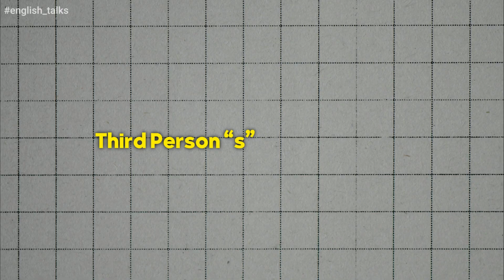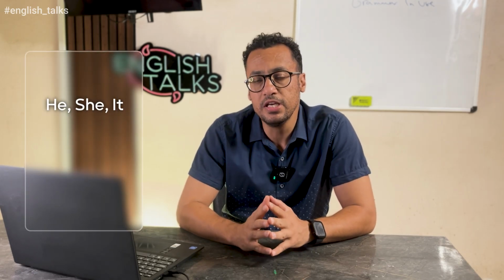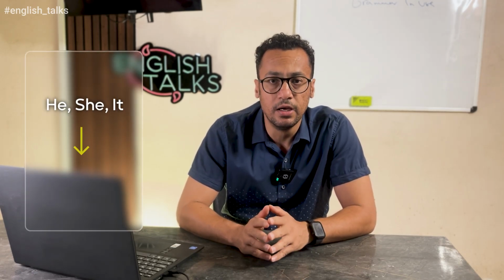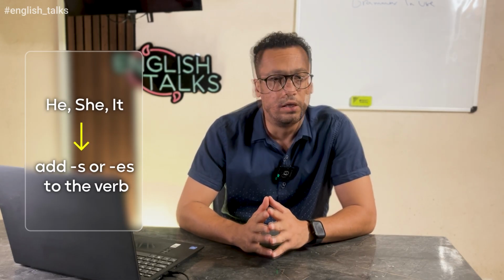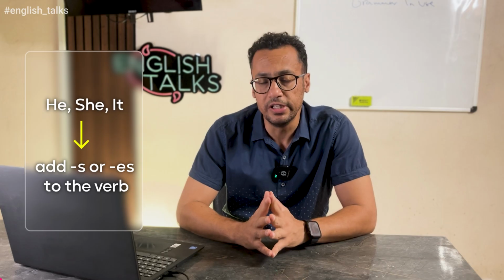Third person s plus spelling rules. Let's talk about something that confuses a lot of learners, the famous s in the third person. When the subject is he, she, or it, we usually add s or es to the verb. Let me break it down for you clearly.